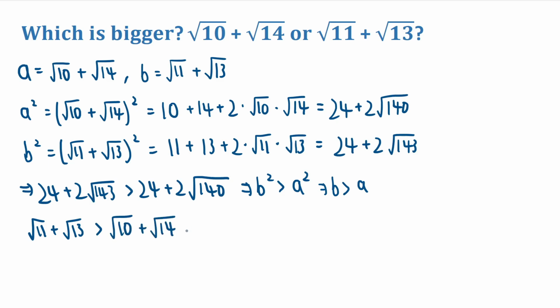So this means the second expression, square root of 11 plus square root of 13, is the greater of the two expressions. So this method of squaring both expressions is a fairly common technique when comparing square root expressions. In this case, it worked out very nicely since the sum of the numbers inside the square roots for both expressions were the same, since 10 plus 14 and 11 plus 13 both equal 24. This would ensure that when we squared both expressions, the integer parts turned out to be equal.